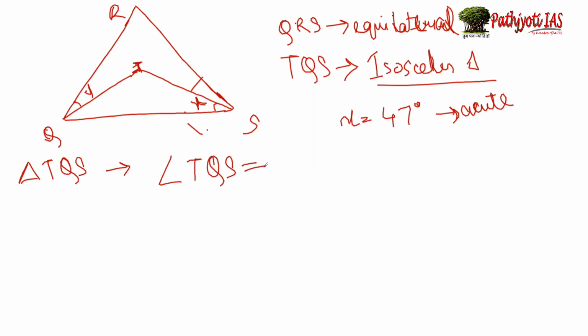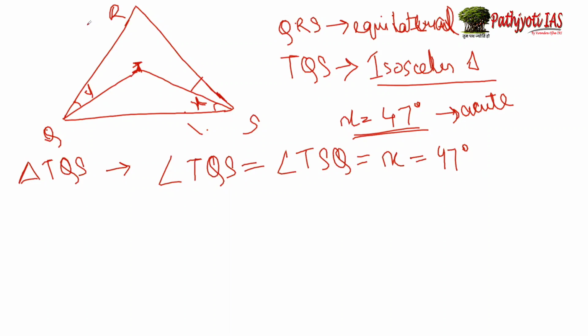TQS is actually equal to TSQ, which, क्योंकि ये आइसोसेलेस है, is equal to this one, x, 47 degree. ये तो already given था, right? So this one and this one were equal because, as you can understand, ये equilateral triangle भी था, ये जो QRS था, बड़े वाले जो triangle था.